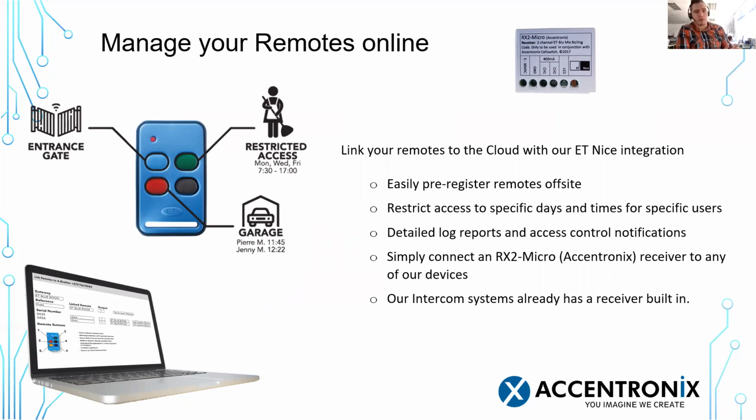If someone loses a remote, it's also very easy to just log onto the system and then just remove that remote. All the remotes also have a detailed log report with timestamps. And then there's also notifications through the app that you can enable if someone uses a remote. Like I said, if you want to use a remote on our system, simply connect an RX micro receiver to our cell switch Infinity and our cell switch Nano. Our intercom systems already have a built-in receiver.